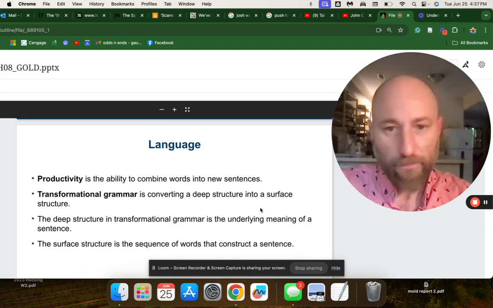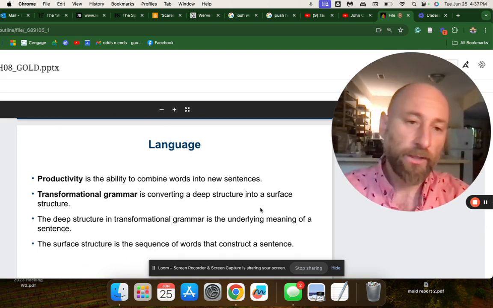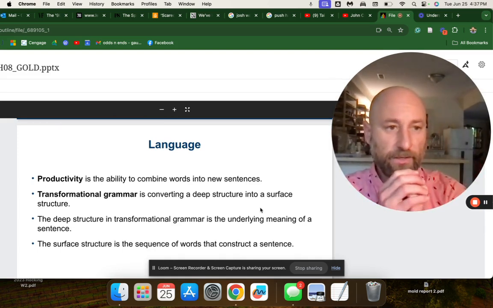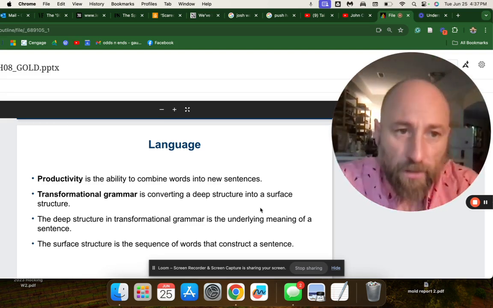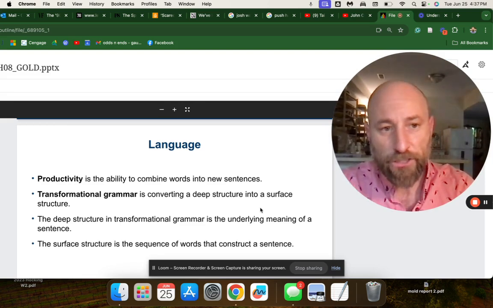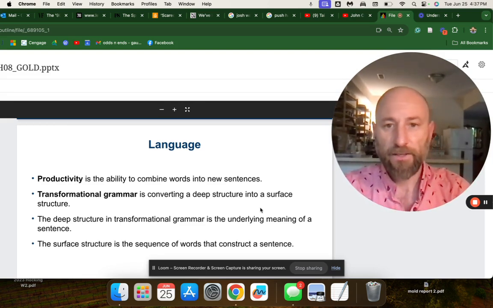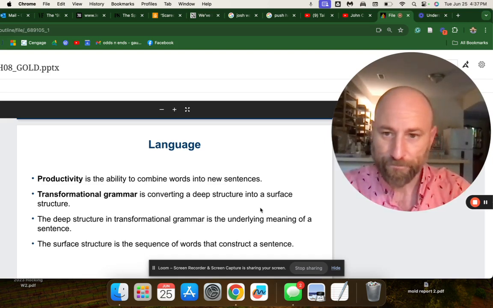Language. Productivity is the ability to combine words into new sentences. Typically, we say that an organism has language when there are an infinite number of things that can be said, right? So many different animals communicate, but if they don't have what's called infinite generativity, if they can't say an infinite number of different things, then we wouldn't necessarily call that language, although it's still communication.